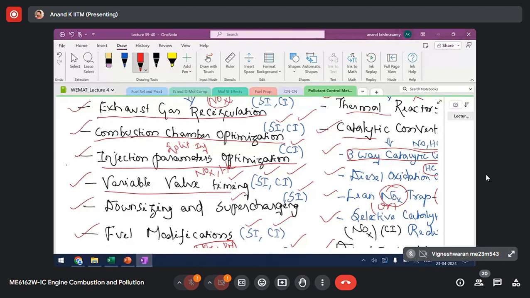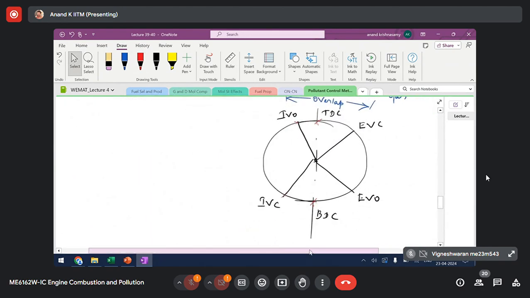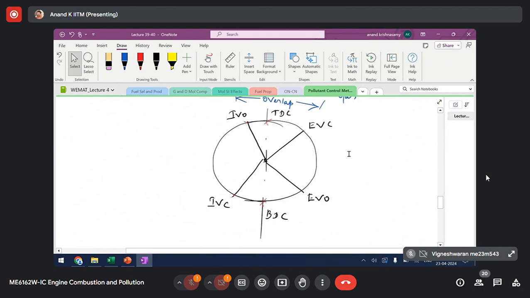Okay, next we have variable valve timing. I have already discussed this when we discussed residual gas fraction in the previous chapter. I will just extend the discussion here, and this method can be used to control NOx and SC both for SI engine as well as for CA engine. So what we do here is we control valve timing dynamically when the engine is running.